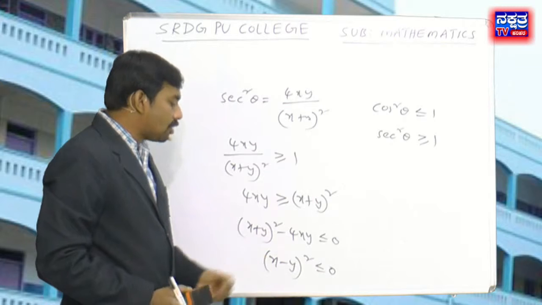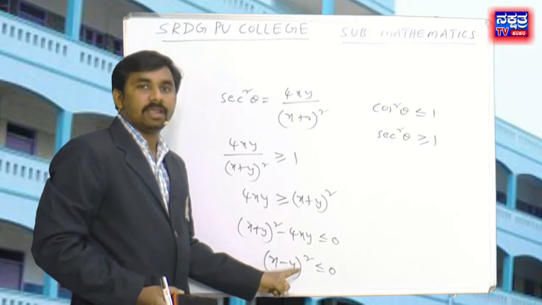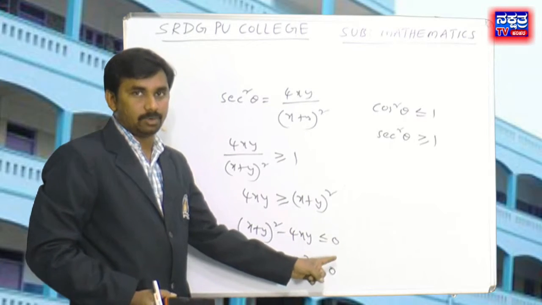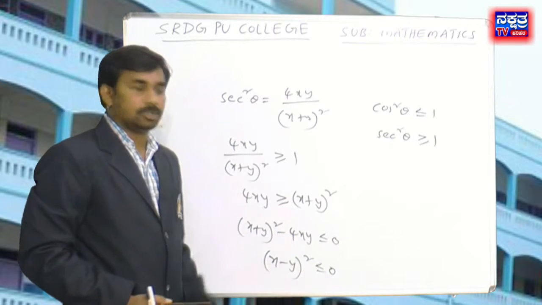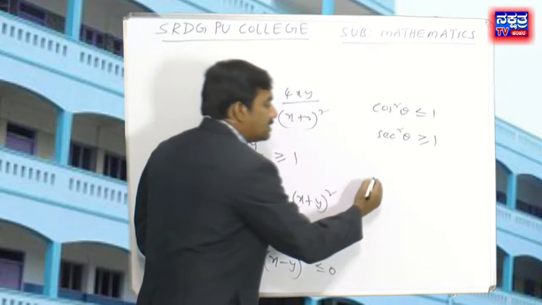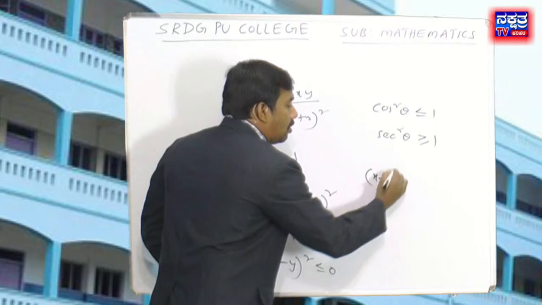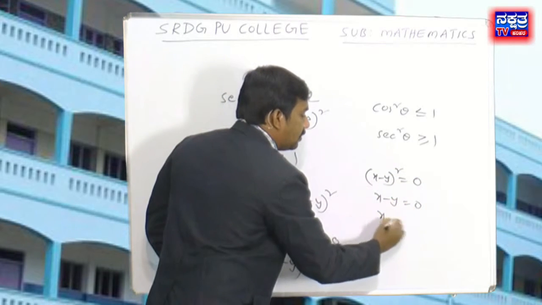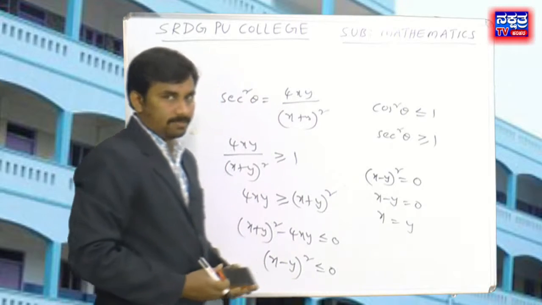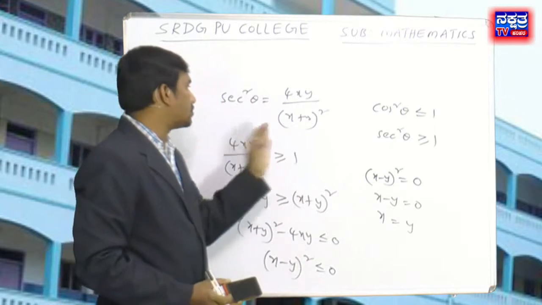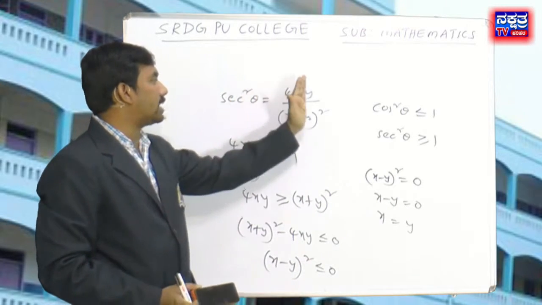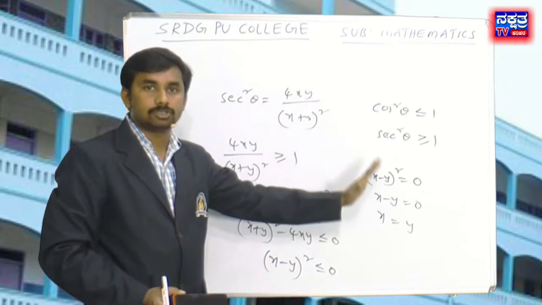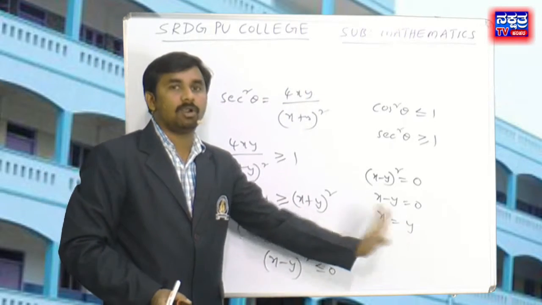Clearly, if you observe here, any square is not going to be less than 0. So it must be equal to 0. That is the only option we have. Hence, (x minus y) whole square equal to 0, and x minus y equal to 0, x equal to y. So this is the answer for this question. Secant square theta equal to 4xy by (x plus y) whole square is possible only when x equal to y.